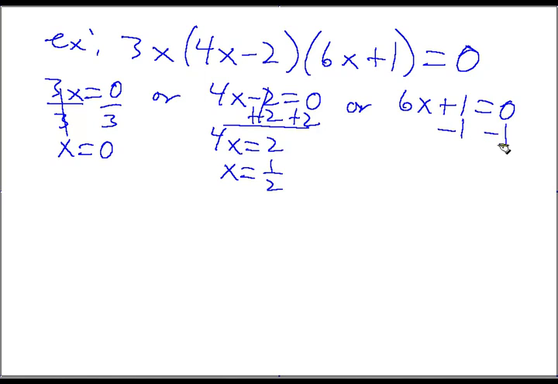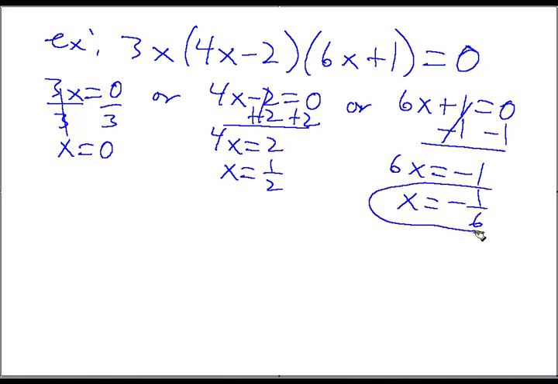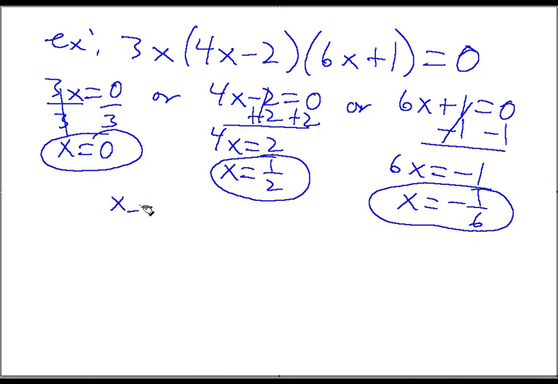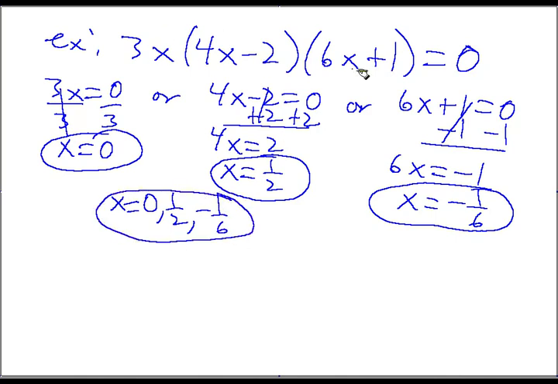How about here? Subtract 1 on both sides. 6x is equal to negative 1. Divide both sides by 6. So what's that? Negative 1/6. Okay, so we have three different solutions to this problem here. Can we see that? So x is equal to what? 0, 1/2, or negative 1/6. x could be any of these three numbers, and it would make this product what? 0. Okay, can we see that?